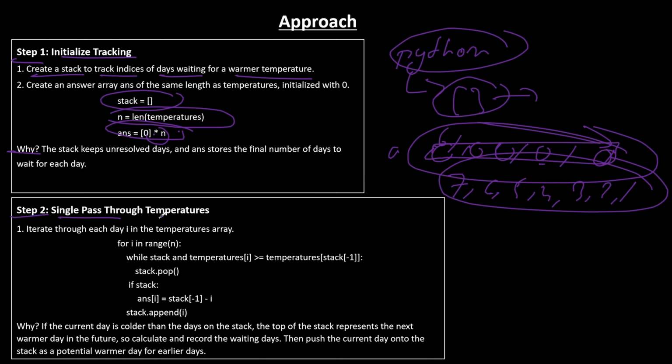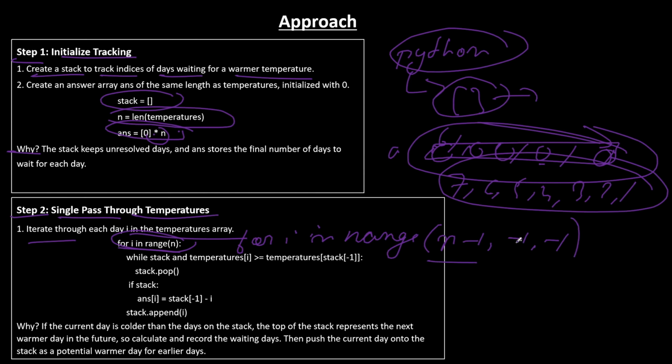Step 2: Single pass through temperatures. We iterate through each day in the temperatures array, for i in range. It's not basically for i in range, it's basically for i in range(n - 1, -1, -1). Basically, starting from the end, stepping once at a time and stopping before -1. Step means jumping one time, and -1 means stop before -1, so stop at 0. This is what it means.